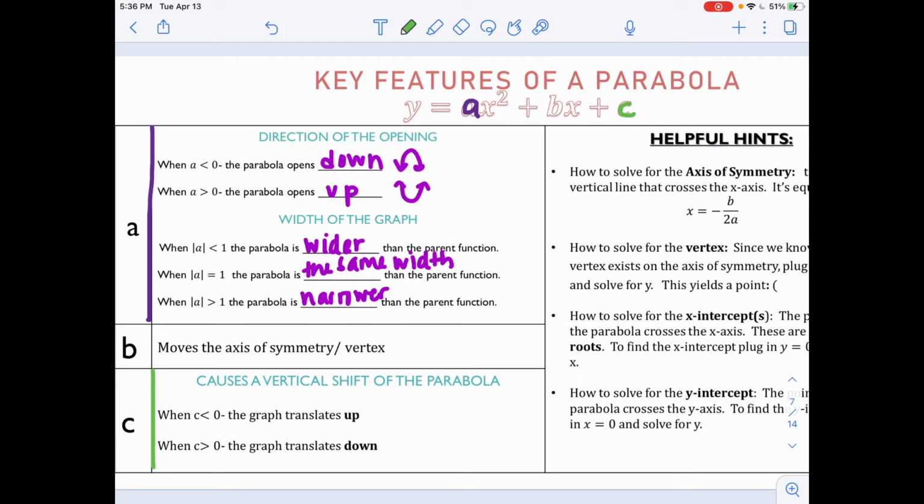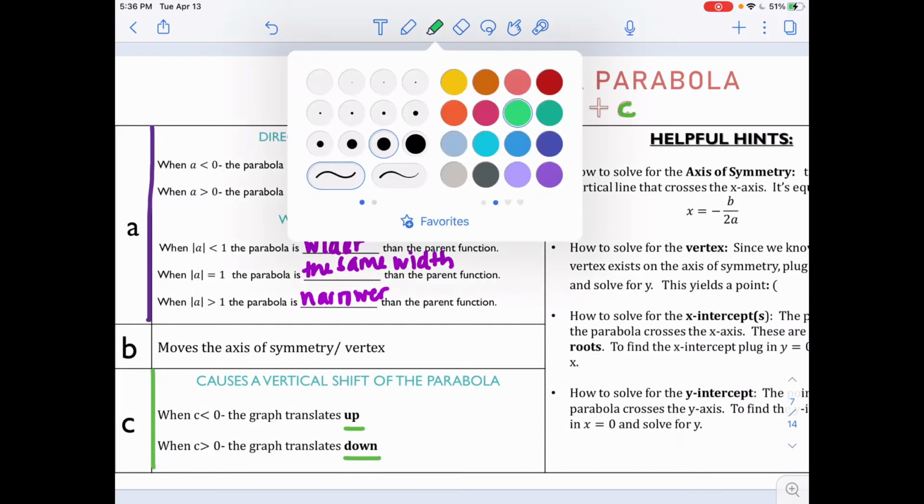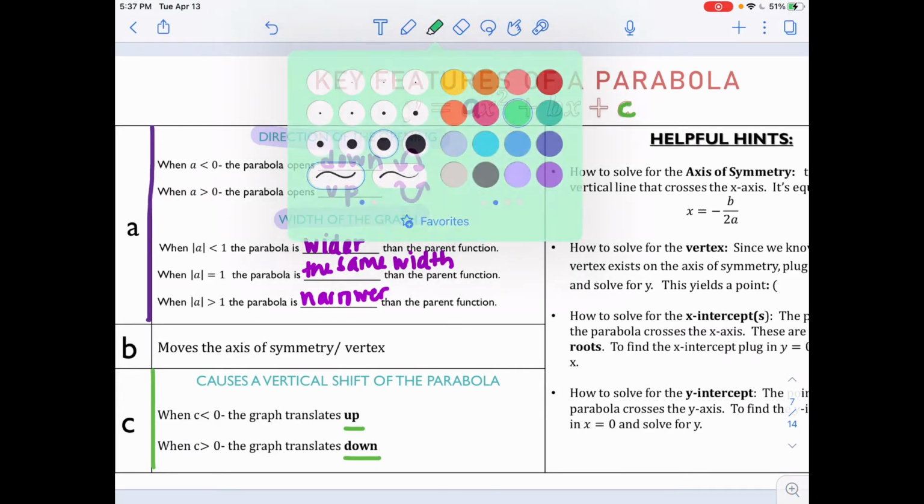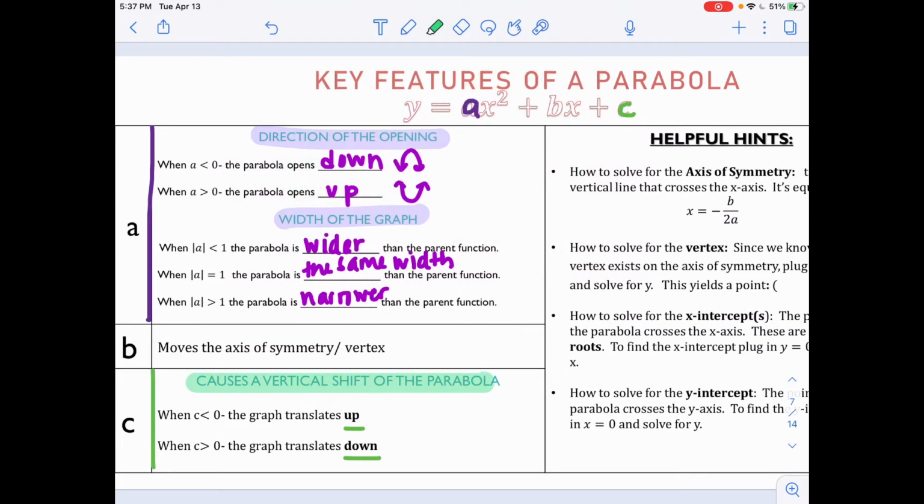Remember, when c is less than 0, the graph translates up. And when c is greater than 0, the graph translates down. So a affects the direction of the opening and the width of the graph, and c affects whether or not the parabola shifts up or down.